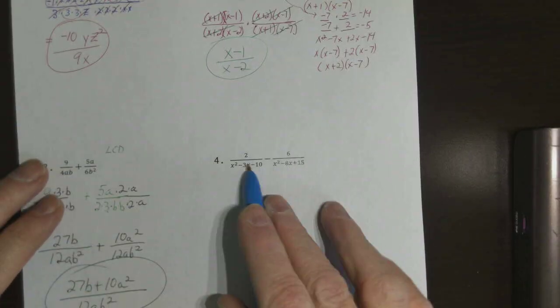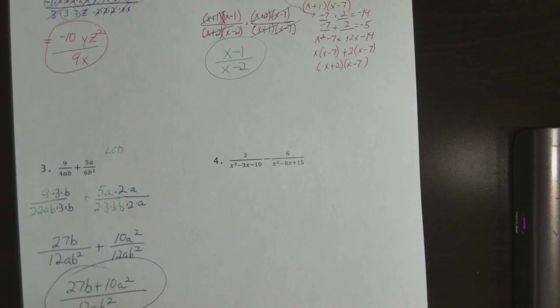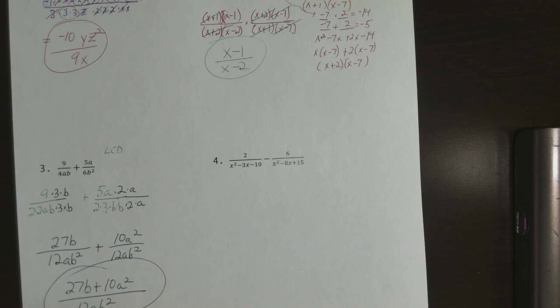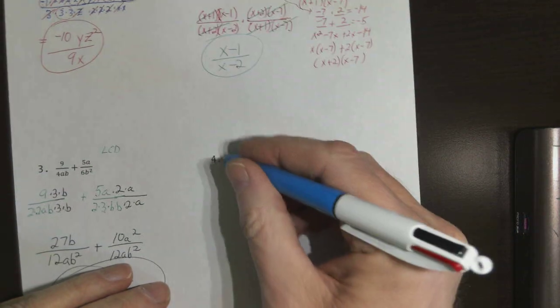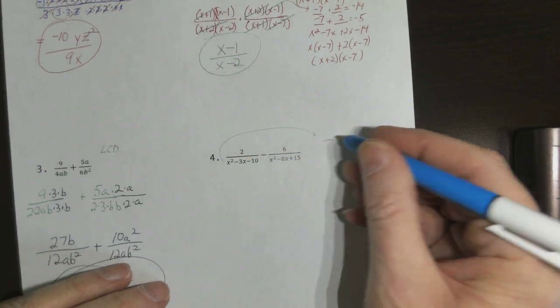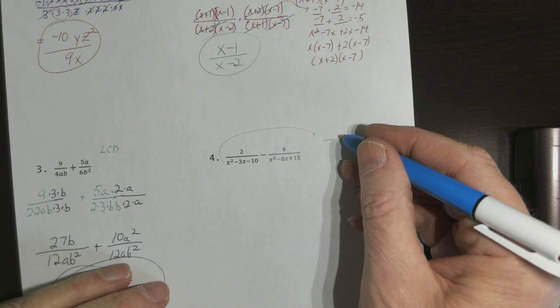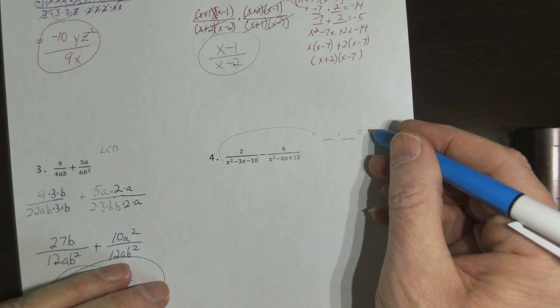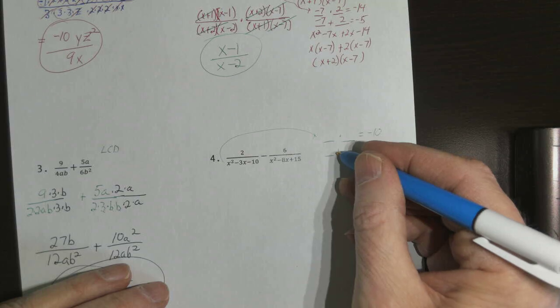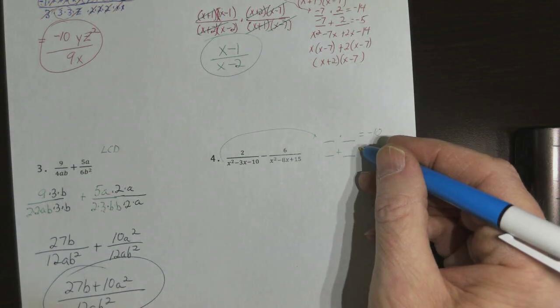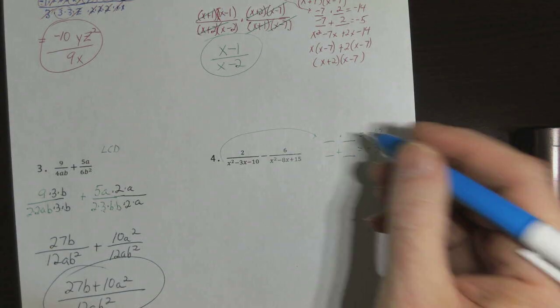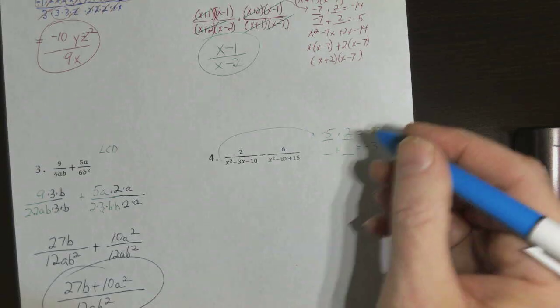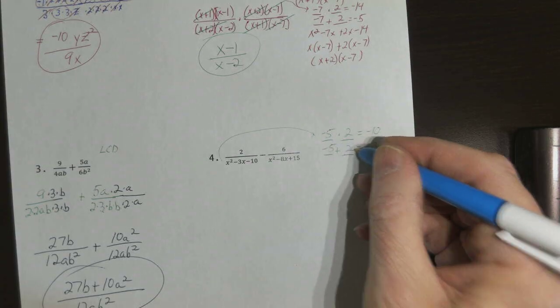This one is, we got polynomials there that we need to factor. I'm going to factor x squared minus 3x minus 10. What times what will give me negative 10? What plus what will give me negative 3? And I think that's negative 5 times 2 and negative 5 plus 2.